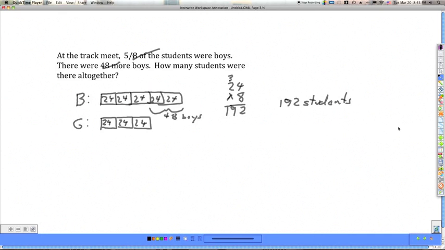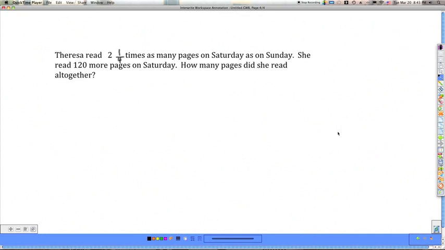All right, let's look at one more problem. Teresa read 2¼ times as many pages on Saturday as on Sunday. She read 120 more pages on Saturday. How many pages did she read altogether? So what are we talking about? Teresa read some pages. She read some on Saturday, and she read some on Sunday. So we need a bar for Saturday, and we need something for Sunday. We'll give each of these 1 unit, and then we'll adjust the picture to make true what we find in the problem.